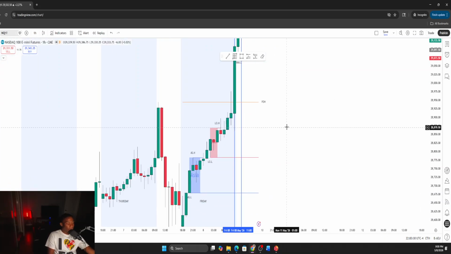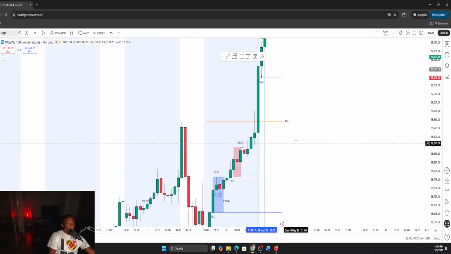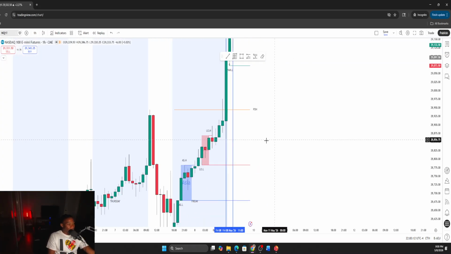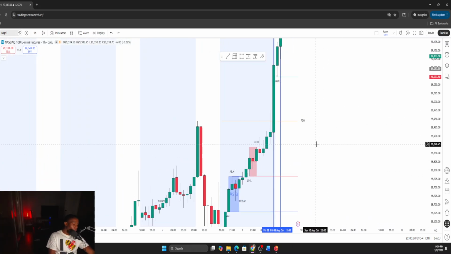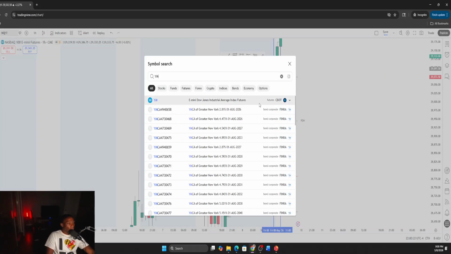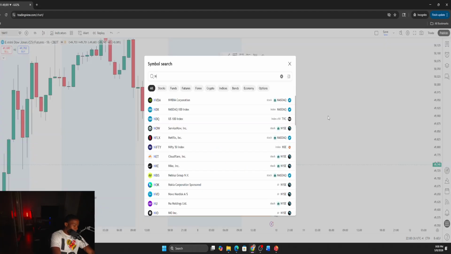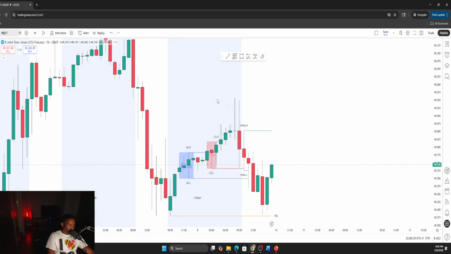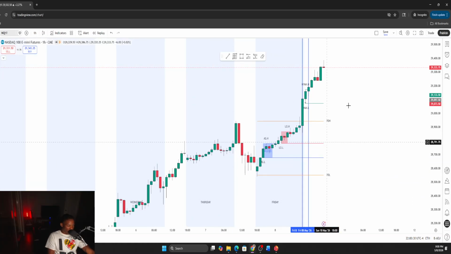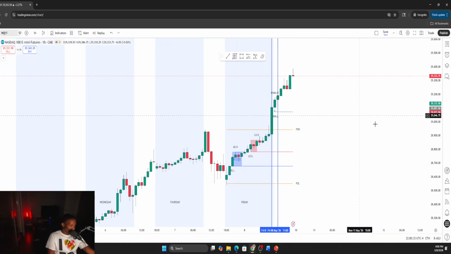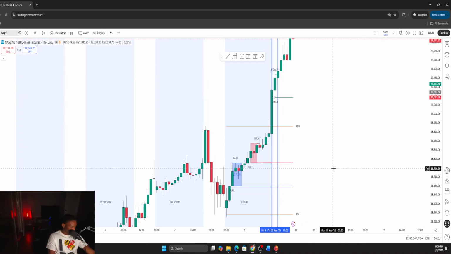Because SMTs, okay, let's just break it down real quick. SMTs are pretty much just price taking out a level, a low liquidity on one time frame, on one pair, while it's not doing that on the correlating pair. So like we said right here, YM is taking out these lows, right? But NQ is doing the exact opposite. It's not taking out those lows. So that's also giving us bullish direction. Okay, so that's one thing giving us bullish direction.